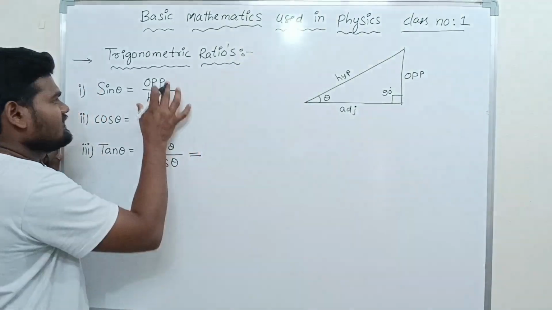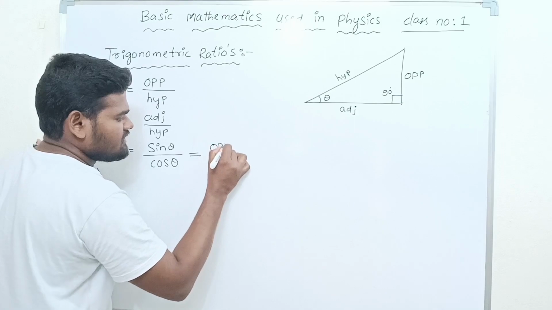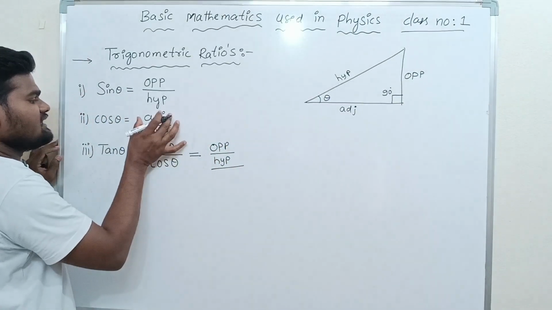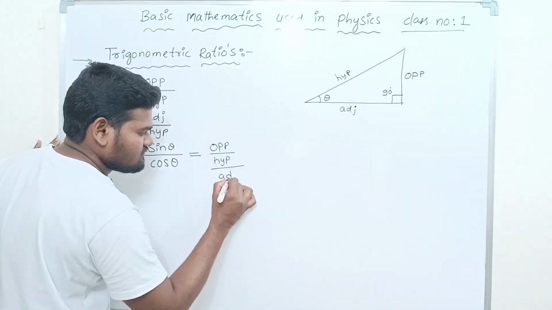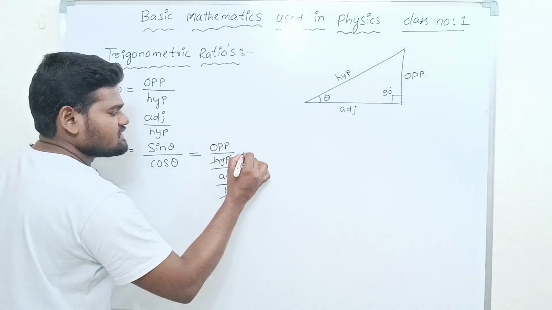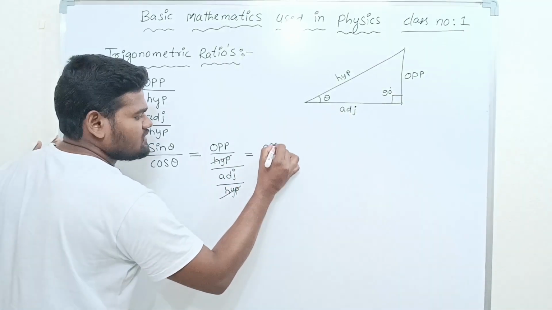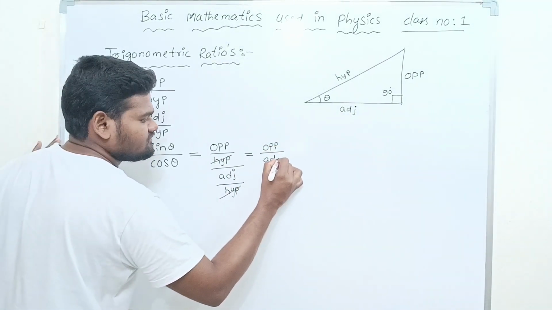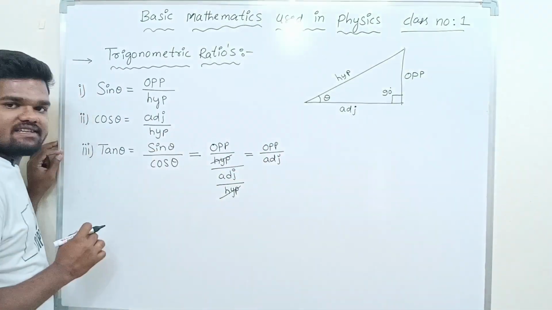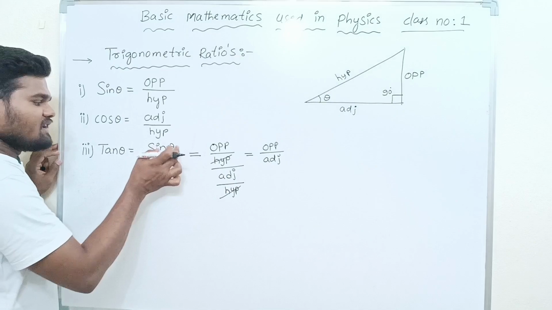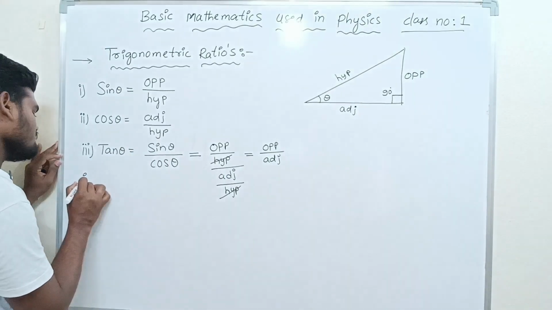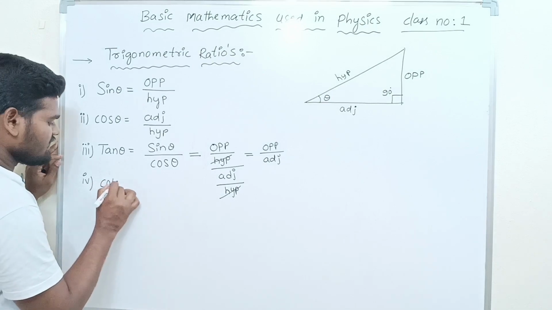So what is sine theta? Opposite side by hypotenuse, divided by cos theta, which is adjacent side by hypotenuse. The hypotenuse gets cancelled out, and we get opposite side by adjacent side. So the formula for tan theta is opposite side by adjacent side, and tan theta is also known as the ratio of sine theta and cos theta. Fourth one, cot theta.